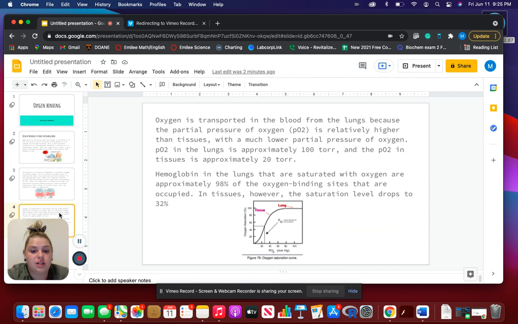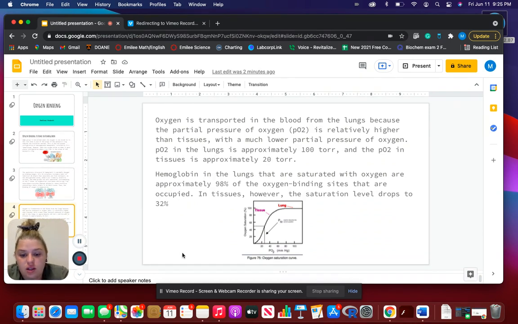So you can see the very distinctive difference, about 80%, from the lungs to the tissues. Hemoglobin in the lungs is saturated with oxygen, with approximately 98% of the oxygen binding sites occupied. In tissues, however, the saturation level drops to about 32%.